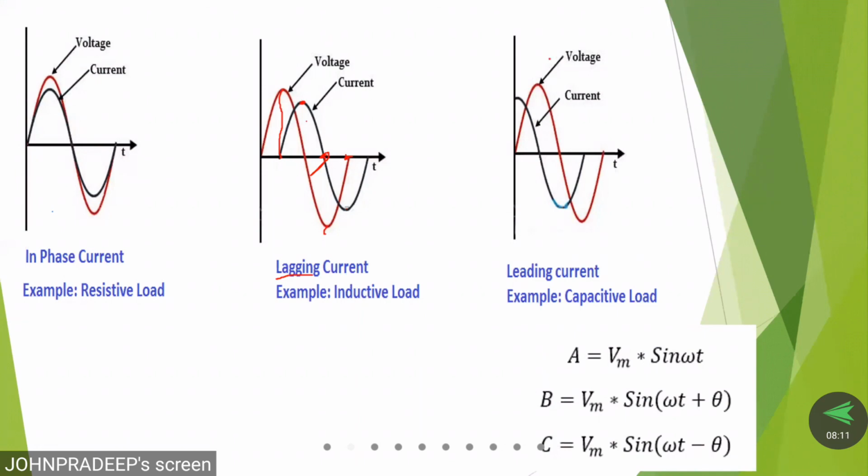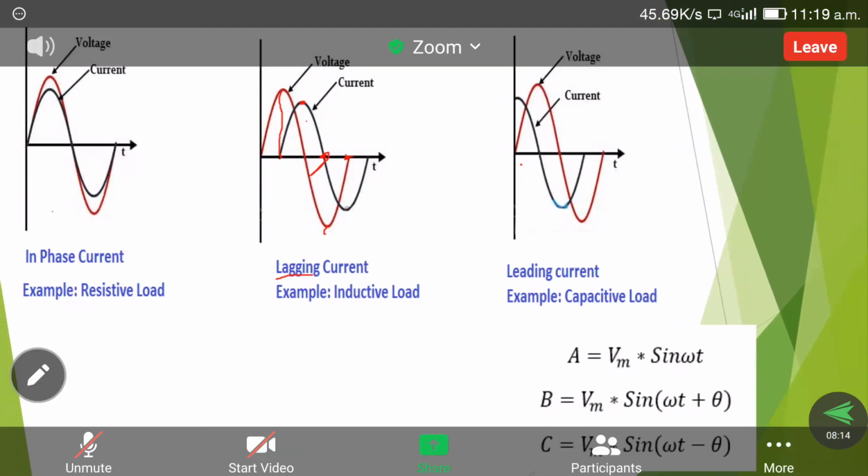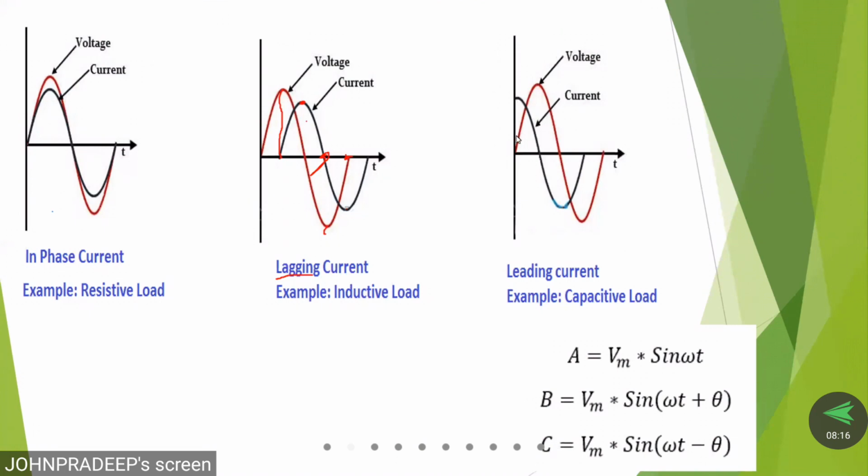The next concept is leading. In case of leading, the current waveform has already started at 0 degrees while the voltage is 0. At this instant the voltage waveform is 0, but at the same time, at 0 degrees, the current is already at 90 degrees. The voltage waveform is 0, but the current waveform has already reached the maximum peak. Whenever the voltage increases to 90 degrees, meaning it reaches the maximum, the current reaches the 0 state.